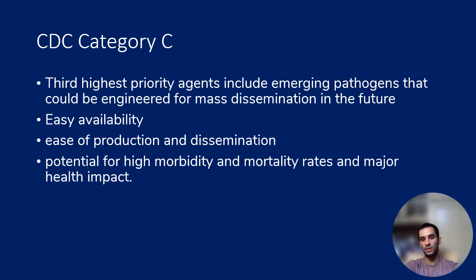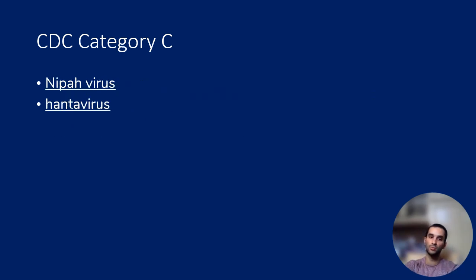Now, what about category C? Category C is an interesting category. It includes emerging pathogens that may be dangerous in the future. These are also pathogens that are often easy to get, easy to produce, easy to disseminate, and they have potential for high morbidity and mortality. They're just the newer players in the game, and these are like Nipah virus and hantavirus, for example.